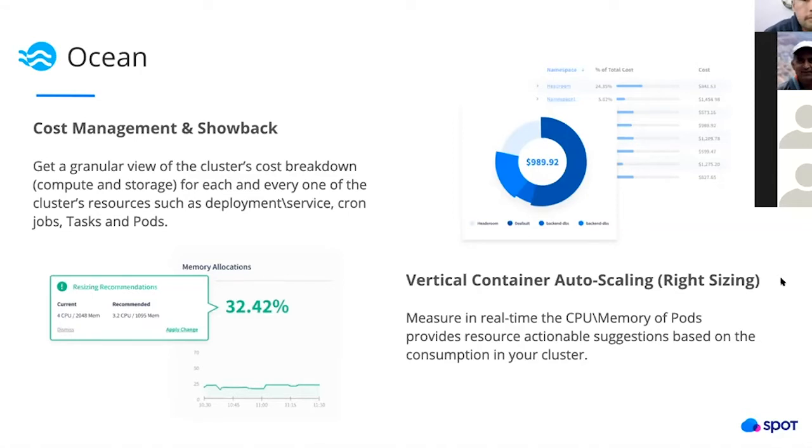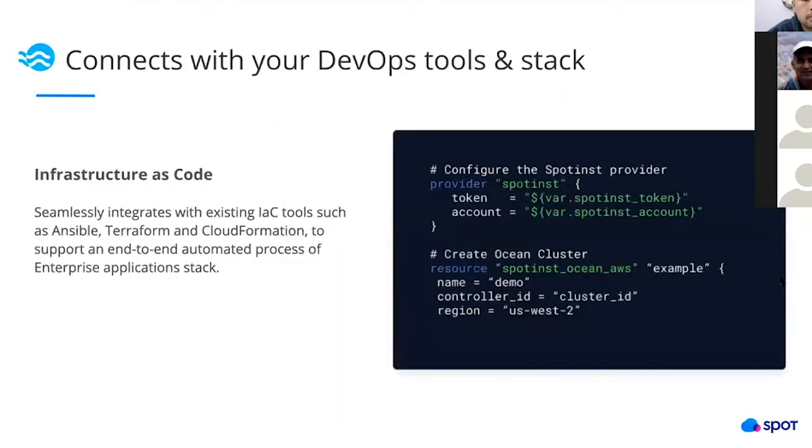Second, we have a cost showback. In a Kubernetes environment, oftentimes you are running multiple services, multiple teams, multiple customers' environments, and we need to show what is the price breakdown on those shared resources. So this gives you all that visibility.